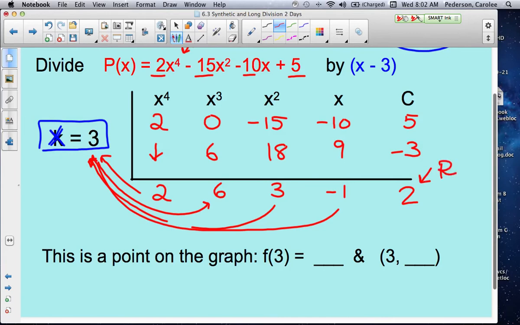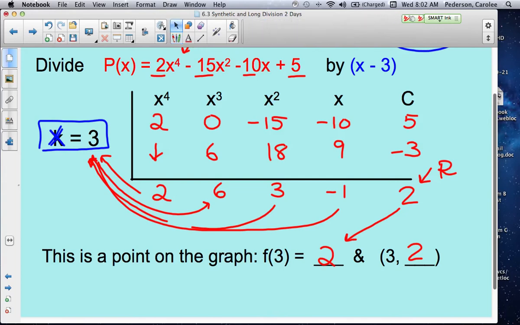It is not 0. So that tells us then that x minus 3 is not a factor of that quartic polynomial. It is going to be a point on the graph. So the answer for our problem is f of 3 is 2. Or we have an ordered pair of (3, 2). So that's another way that we can use synthetic division. We can evaluate the function.